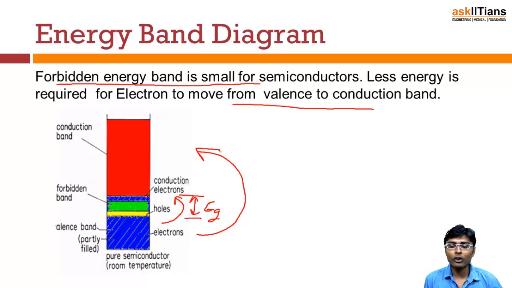Whenever electrons are available in the conduction band, conductivity will be possible for that material. If there are no electrons in the conduction band, that material will not be able to conduct. That means there will not be any flow of current in that material, right?